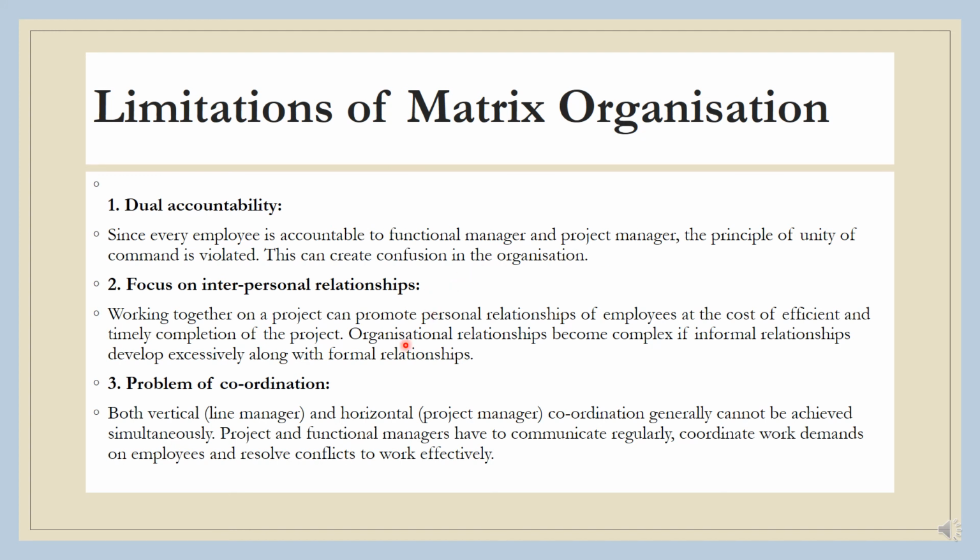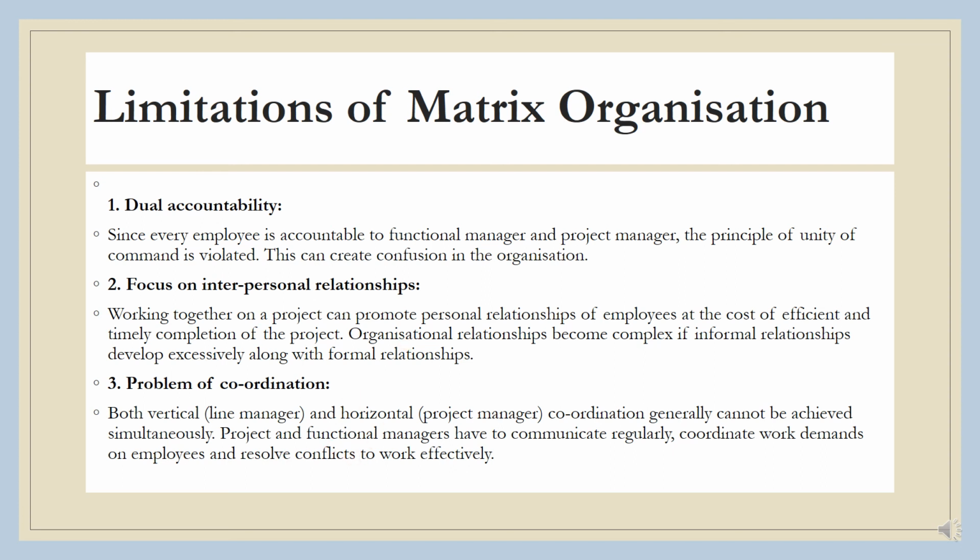Focus on interpersonal relationships. Working together on a project can promote personal relationships of the employees at the cost of efficient and timely completion of the project. Organizational relationships become more complex if informal relationships develop excessively along with formal relationships. So if people are working together, they are bound to have networks, and these social networks can pose an impediment in the effective utilization of resources and efficient achievement of the goals.